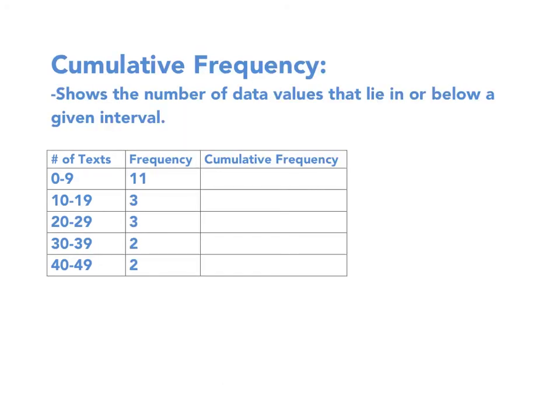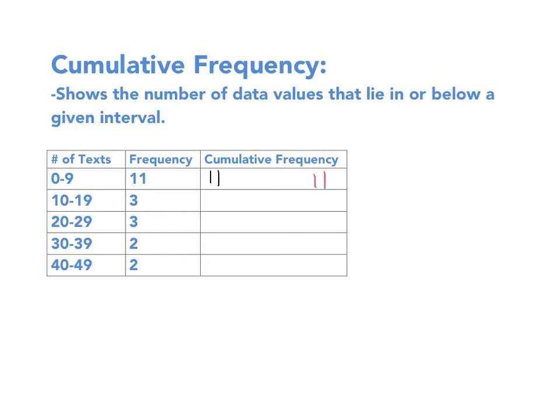Okay, and one last thing, a cumulative frequency. This is something you're going to see on your regions, and it's important to know what it means. A cumulative frequency table shows the number of data values that lie in or below the given interval. So what this means is that each encompassing interval is going to include the one before it. So how this works is here would be 11. Our cumulative frequency, I'm going to write in red, would be 11. There's nothing before 0 to 9.